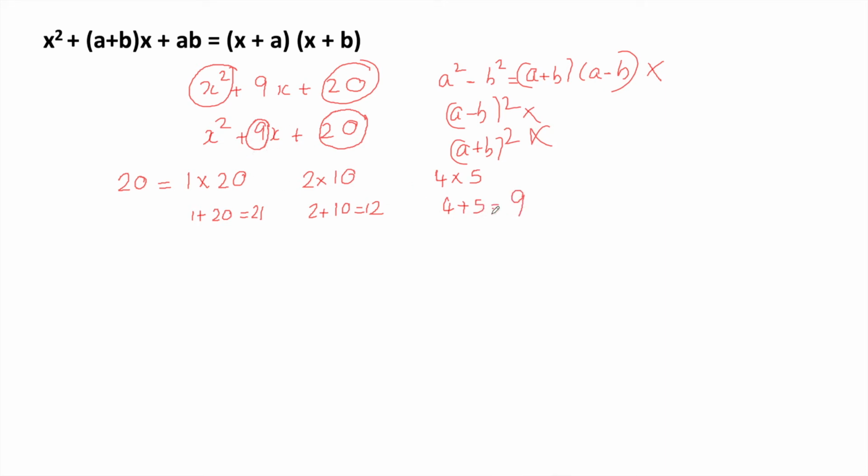Here we got the sum as 9. So consider a and b as 4 and 5. A is equal to 4, b is equal to 5. That means this polynomial we can write as x square plus 4 plus 5 x plus 4 into 5. So the factors will be in the form of x plus a, x plus 4, into x plus b, x plus 5. In this way we are getting the factors for this kind of polynomials.